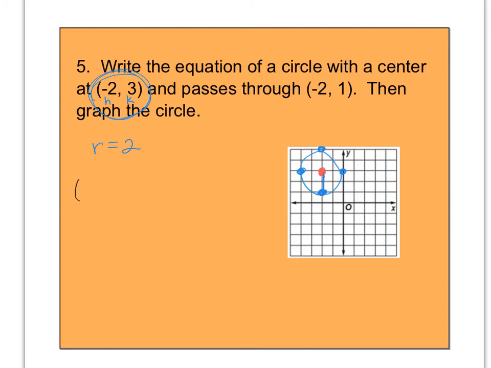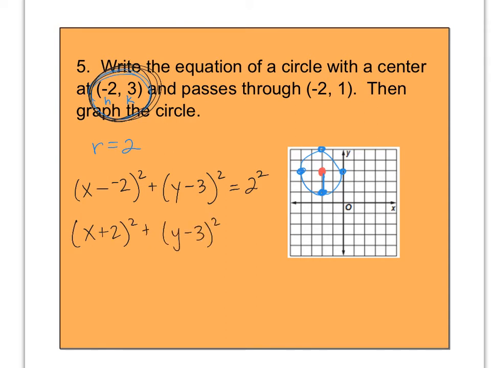Our equation is going to go x minus, now think about what we plug in, -2 squared plus y minus, think about what we plug in, 3 squared. We plugged in from here, our -2 and our 3, equals the radius squared, so 2 squared. Okay, simplify. Minus a negative changes to a plus. Y minus 3 can just stay how it is, but 2 squared is 4. And that would be the equation for this circle.